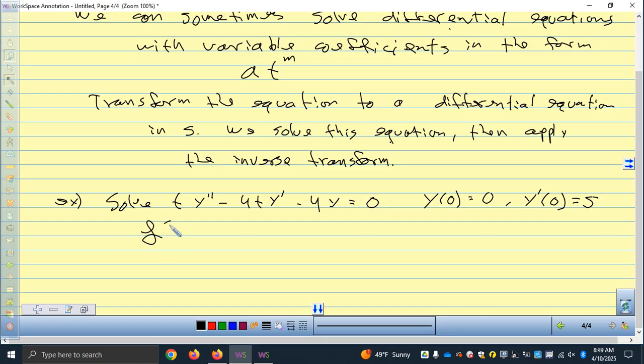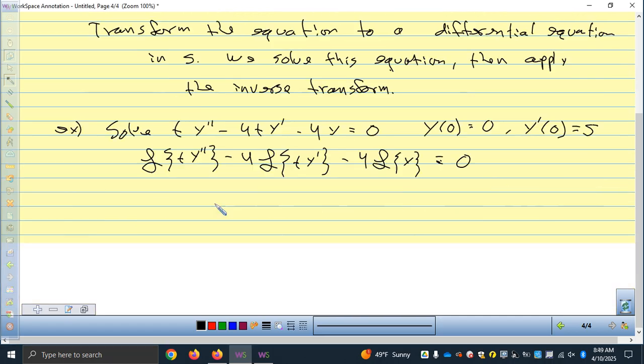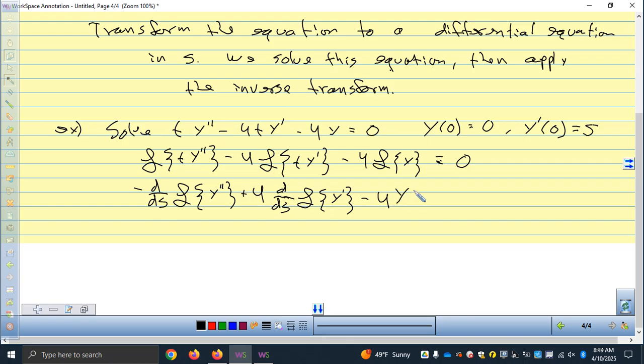So we're going to take the Laplace transform of each term: Laplace transform of t y double prime, minus 4 Laplace transform of t y prime, minus 4 Laplace transform of y, and that's going to equal 0. It's nice that this equals 0. Well, Laplace transform of t y double prime is minus the derivative with respect to s of the Laplace transform of y double prime. This is plus 4, and it's plus because we're doing the negative derivative of the Laplace transform of y prime, minus 4 Laplace transform of y, which is just Y of s, and that equals 0.